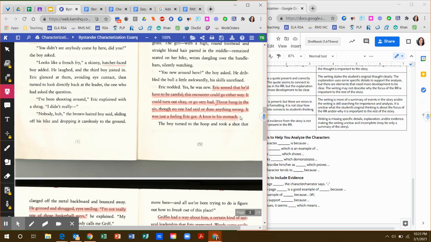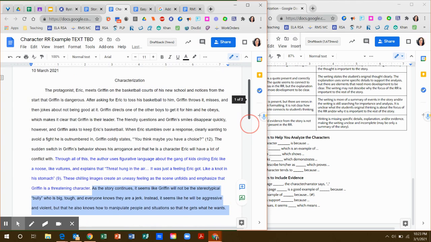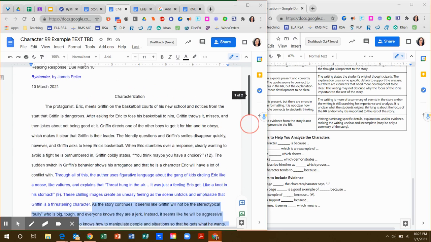And so I took out just the threat hung in the air. I skipped over that next part of the sentence. And to show you that I did that as a reader, I used the ellipses right there. So threat hung in the air. Then it was just a feeling Eric got, right? And I explain why that quote supports my thinking. And then again, I'm explaining down here why it's important overall to the story, right? So all in all, that is a reading response.